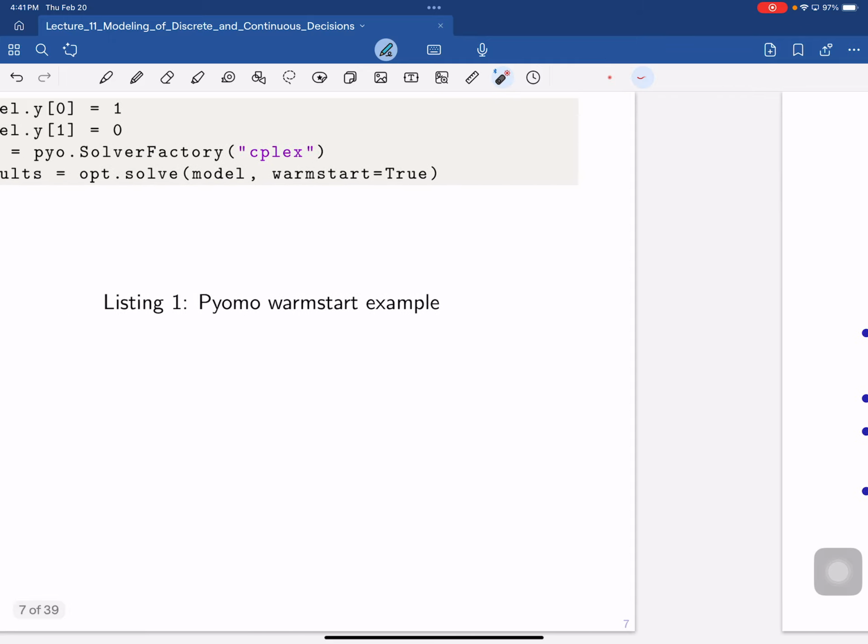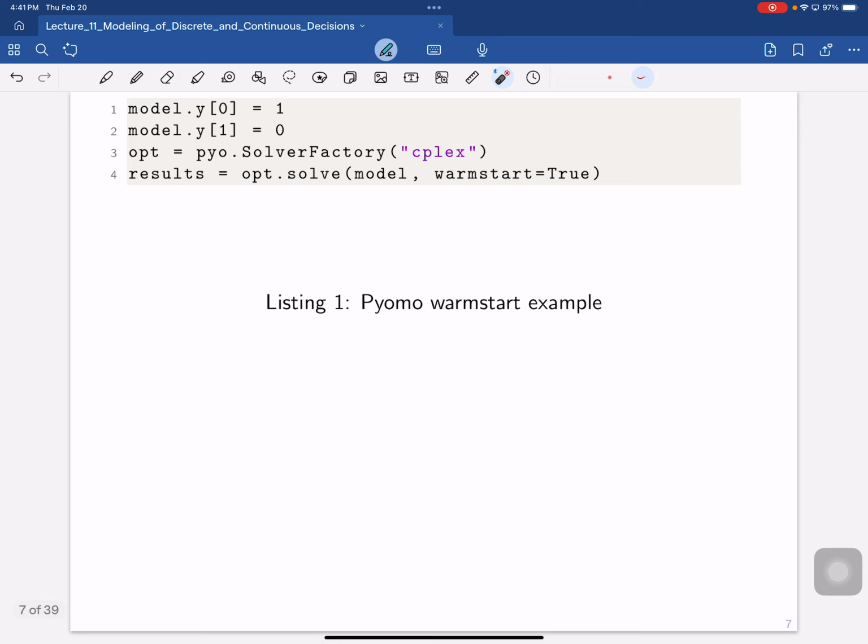Yeah, so that's all I want to talk about for nonlinear program modeling. Okay, any questions here?